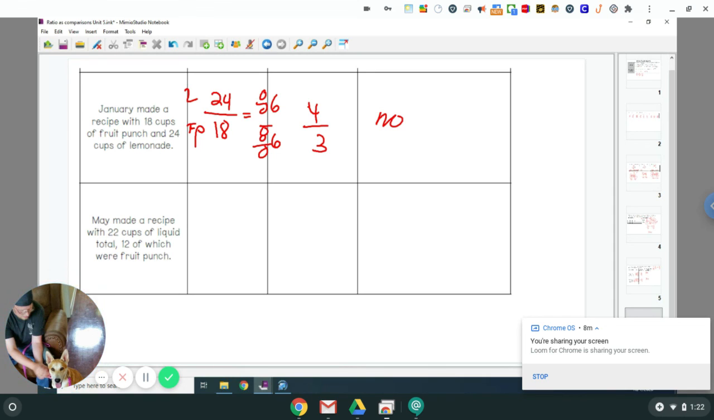Finally, it says May made a recipe with 22 cups of liquid total, 12 of which were fruit punch. So we have 12 cups of fruit punch, and there's 22 cups in total, so that means there's 10 cups of lemonade. We're going to reduce this by dividing both by 2. 10 divided by 2 is 5, and 12 divided by 2 is 6. You get 5/6. So no, this is not the same ratio.